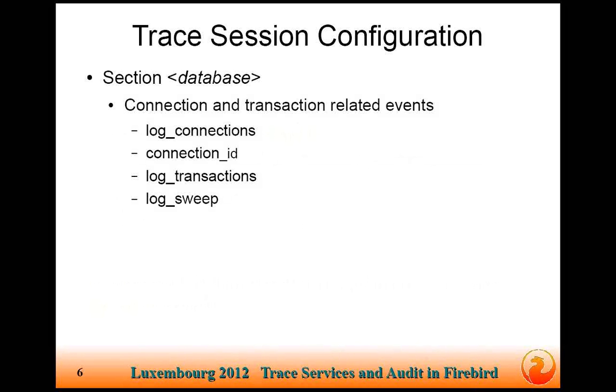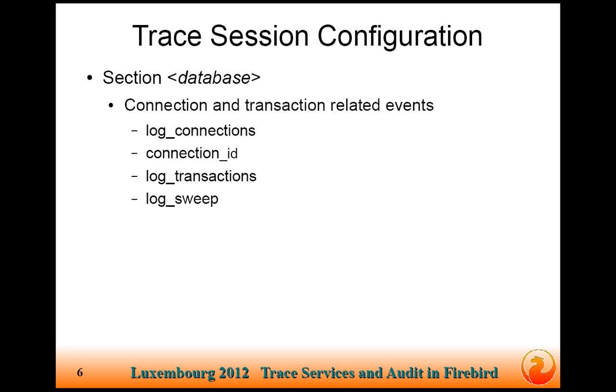If you know the attachment ID of the attachment you want to trace, you don't need to trace the hundreds of attachments in the system. You could limit the scope of your trace session by this particular attachment. For example, you debug something and you want to know events in this particular connection. Log transactions allows you to enable or disable records about transaction start and transaction finish. A transaction can be finished by commit or rollback. This is explicitly distinguished by the trace events.